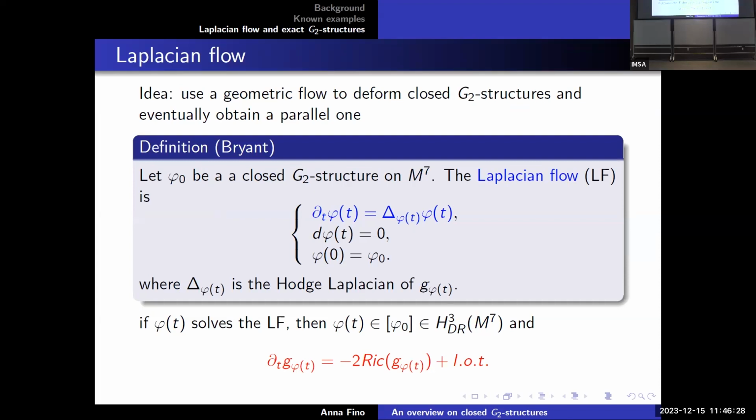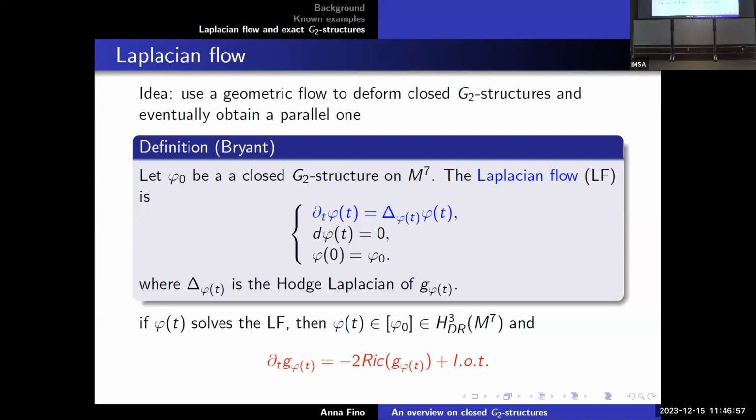Okay, the idea: this flow was introduced by Robert, and it was inspired, in fact, by a work by Nigel, the work that I mentioned at the beginning that is related to the volume functional, because it appears as the gradient flow associated with such a volume functional. Now, let's give the definition of the flow.